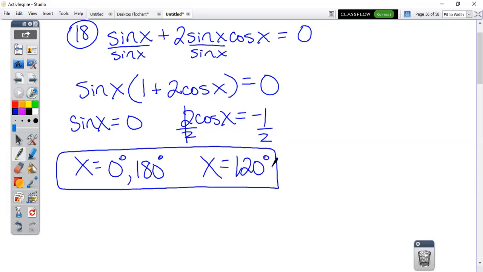Some of them say use all of them, and some of them say from 0 to 180. Okay? What did you do again? I found where sine is 0. And it's 0 at 0, and it's 0 at 180. See what I'm saying? And then I said, where is cosine of x -1/2? And it was -1/2 at 120. Okay.